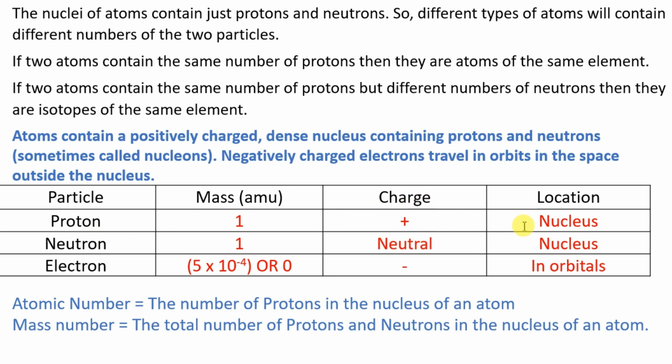Protons are found in the nucleus with neutrons, which are neutral. I think neutrons are aptly named. Electrons travel around the nucleus in orbitals. They are negatively charged. The atomic number is the number of protons in the nucleus of an atom. Mass number, the total number of protons and neutrons in the nucleus of an atom.